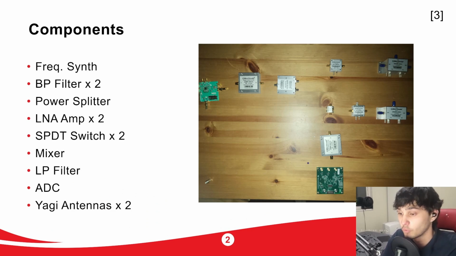The main components of the GPR include a frequency synthesizer evaluation board, which comprises a phase lock loop and a voltage controlled oscillator used to generate the radio frequencies that propagate through the environment. I will use two bandpass filters, one to remove spurious frequencies generated by the frequency synthesizer and another on the receive path of the antenna.